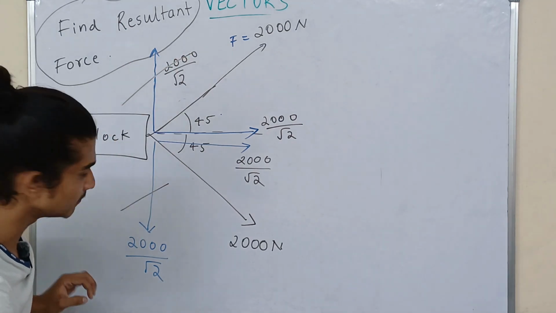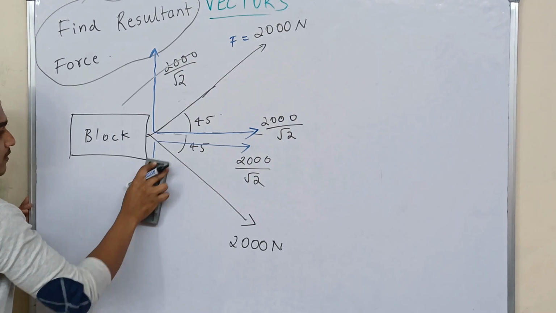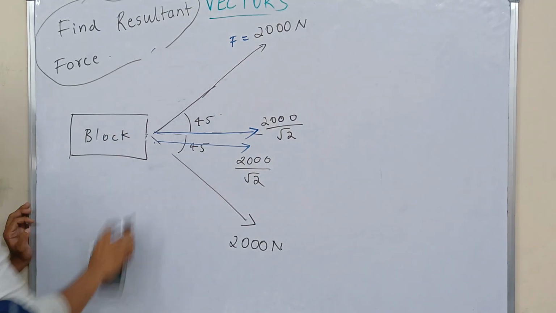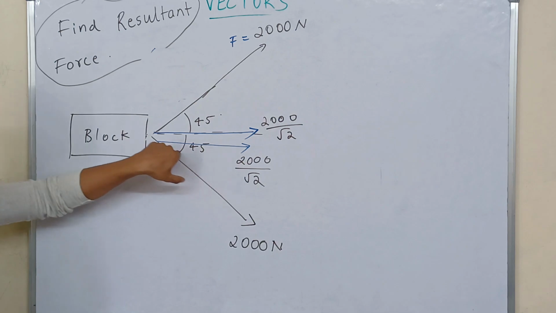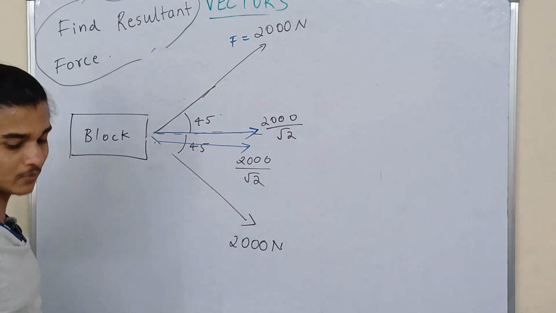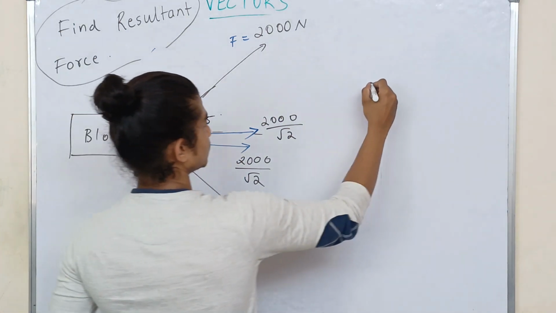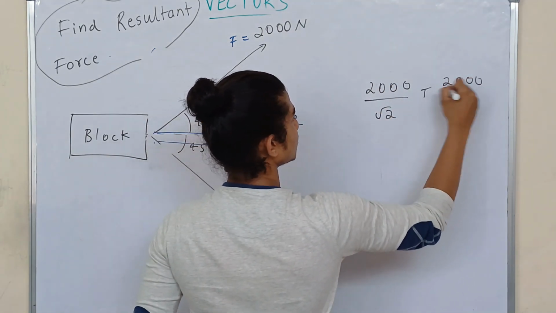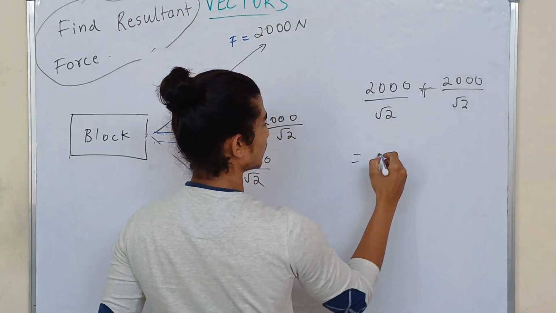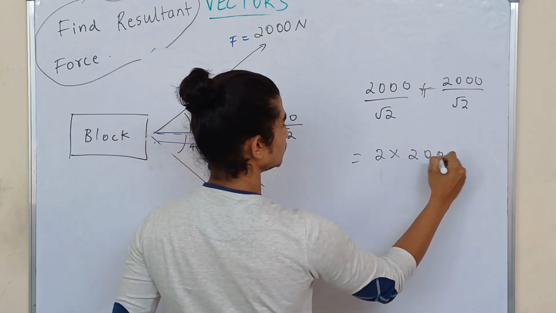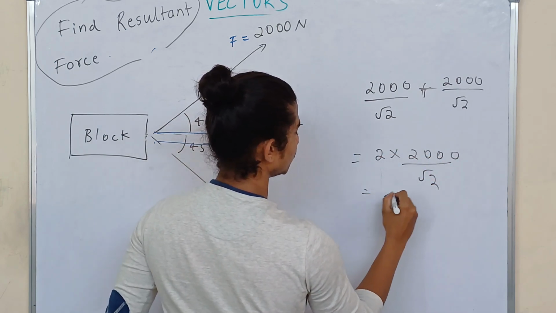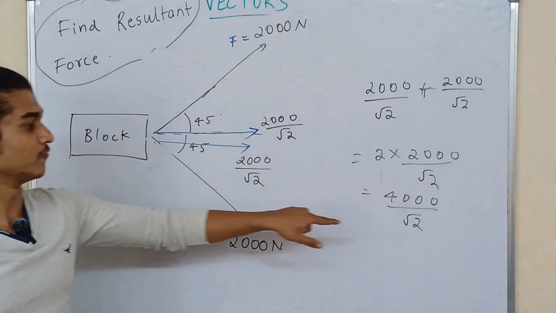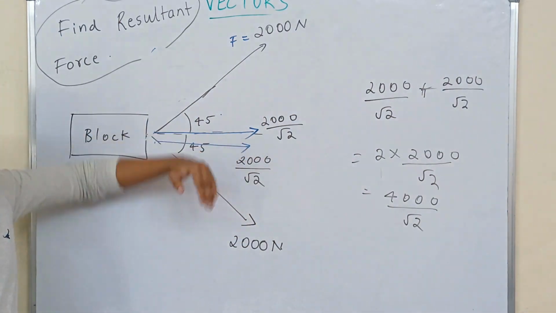Now since these two vectors are equal and opposite, I can cancel these two vectors. So these two vectors simply vanish by cancelling out. Now these two vectors are remaining. Since they are on the same side, I just have to add them algebraically. So 2000 by root 2 plus 2000 by root 2 will be equal to 2000 into 2 by root 2, so 4000 by root 2, which is 2000 root 2 along the x-axis.